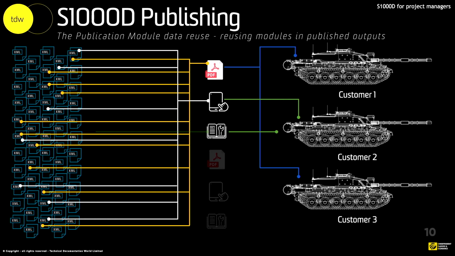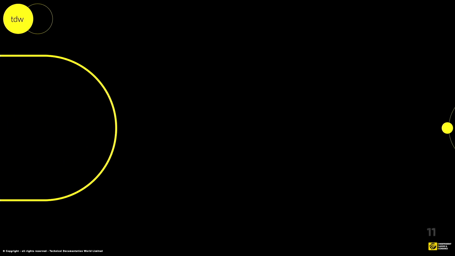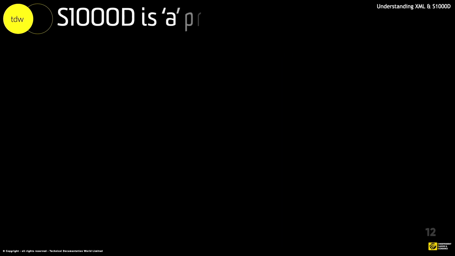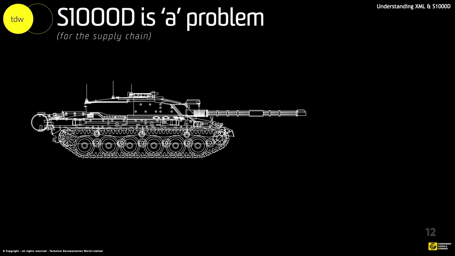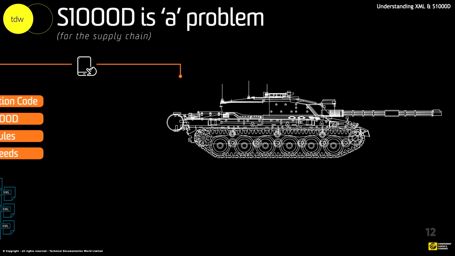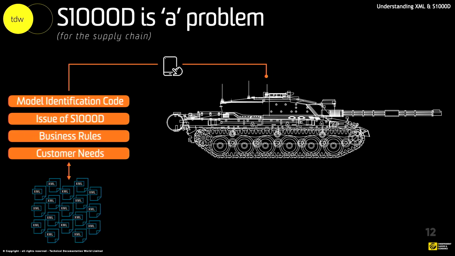So Mike, this is all fantastic. So what is the problem? Well, there is a problem. The problem is if we actually go deeper into the supply chain, S1000D does cause a problem for the supply chain. And just to summarize what we've said on the last few slides, we have all of these XML data modules and structures that are supporting our platform.